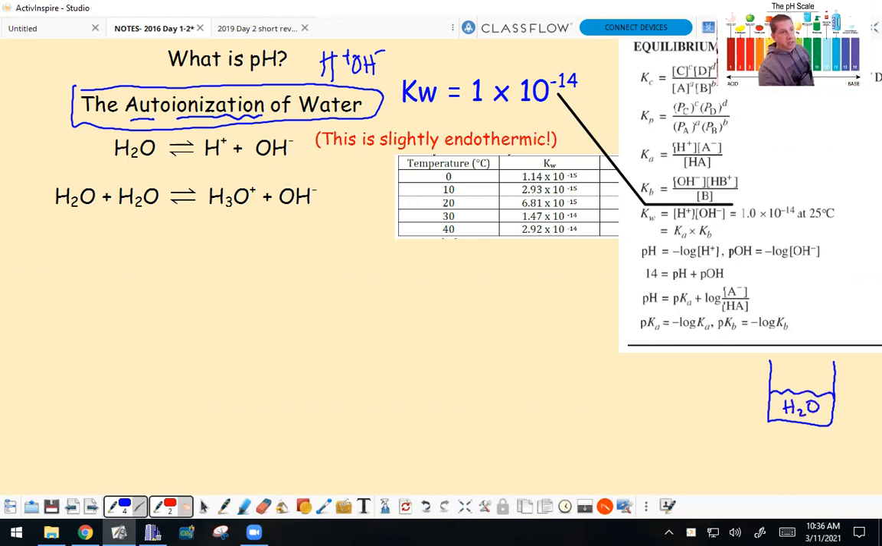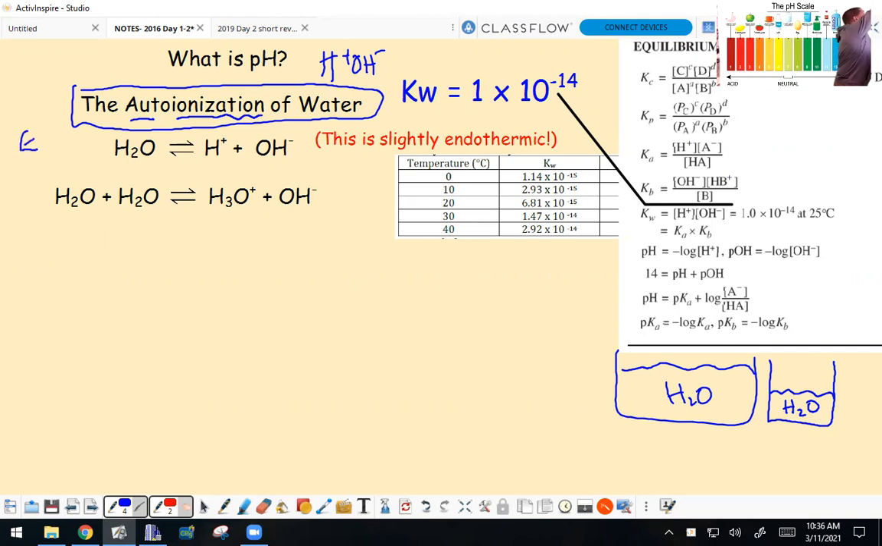Now, the amount of water you have in this doesn't matter. You're going to see in a second. It could be just a beaker full of water. It could be a whole swimming pool full of water. You're going to get the same values with this. So why does the concentration of water not matter? That's what we're going to see as well. All right, so it's slightly endothermic, which means energy is over here on the reactant side. So it is affected by temperature.